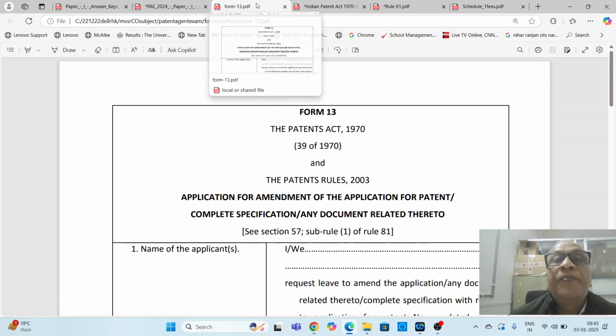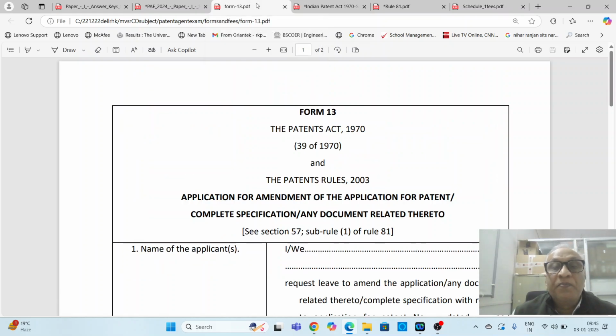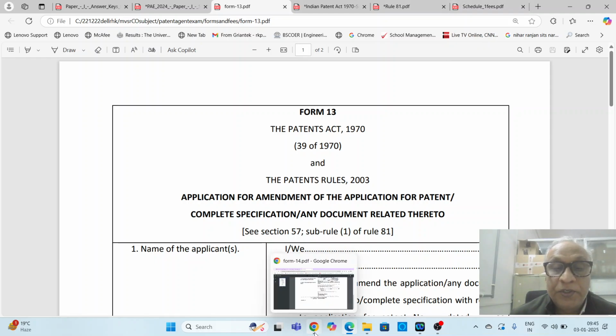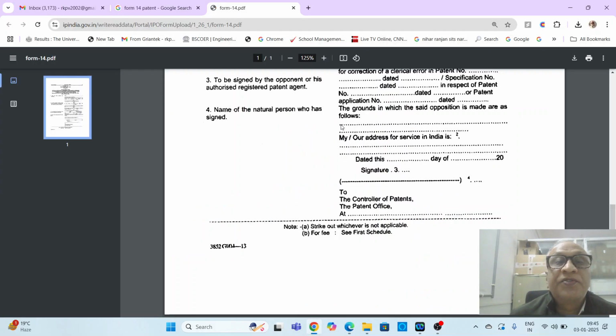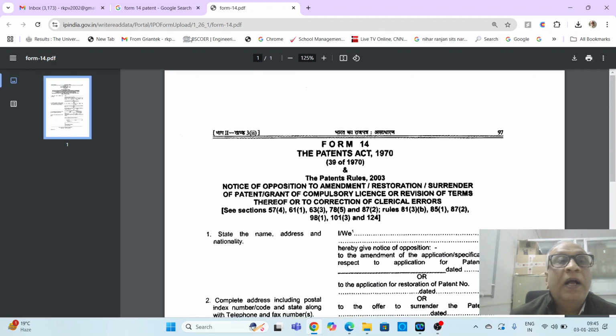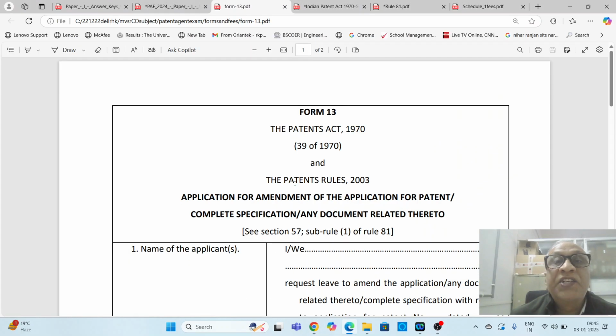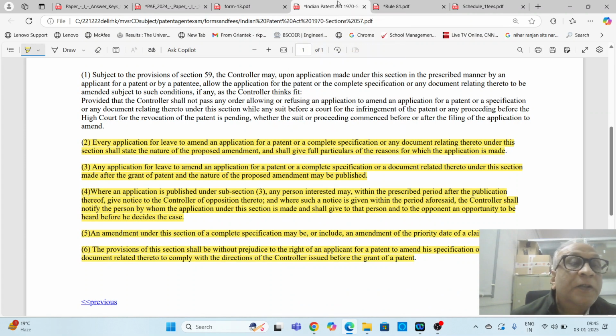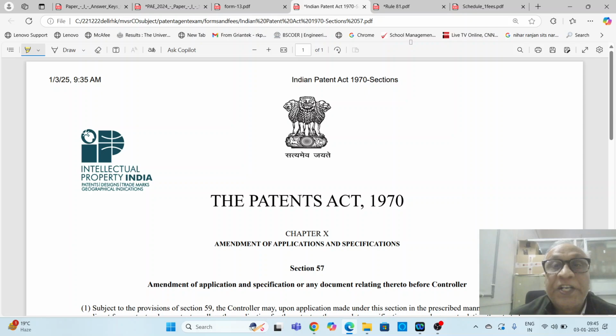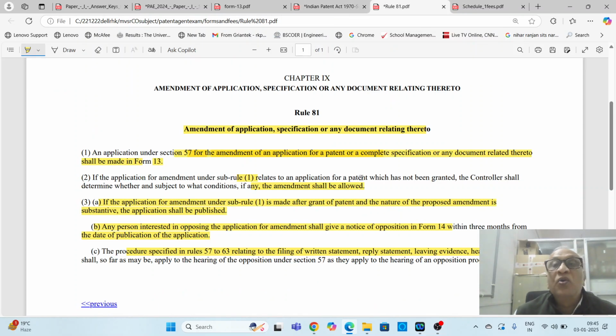This is regarding form number 13 and form number 14. This is form number 14, and as well as this is regarding section 57 and rule 81. So let us look at form number 13.